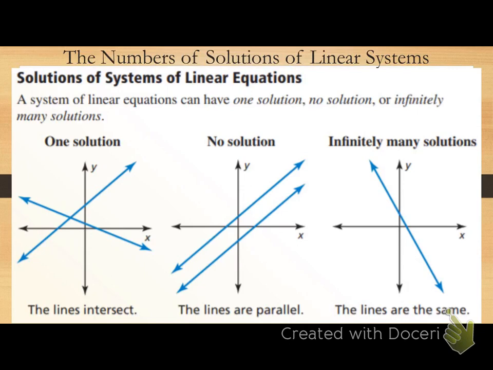Everyone good with no solution? And then infinitely many solutions. If I have two lines that are the same, they're graphed right on top of each other, they're intersecting at every single point. Does that line ever stop going in either direction? No. So it's got an infinite number of ordered pairs on that line, so it's going to intersect at every point, so I have an infinite number of solutions. So you can have one solution, no solution, or infinitely many. And of course, with our one solution, is that ordered pair always the same? No. It could be any ordered pair, just wherever those lines intersect.